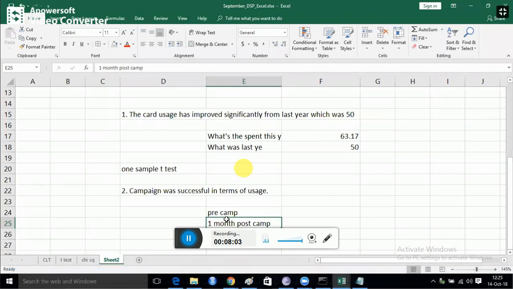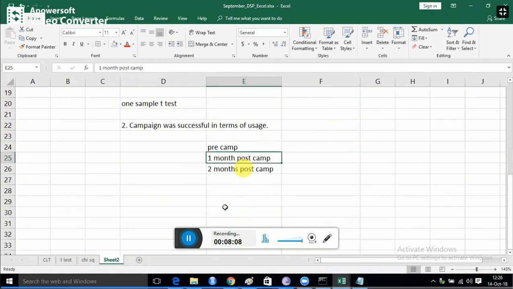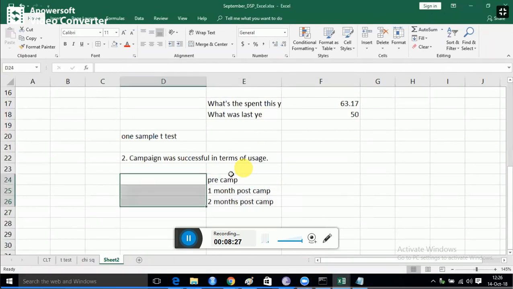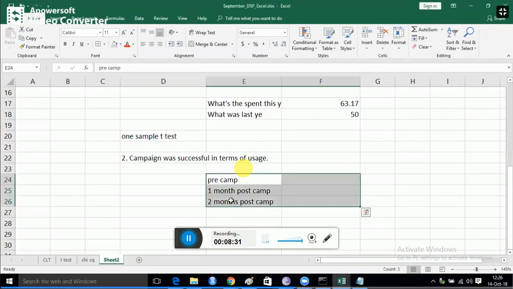Mean of these two should be more than 50. Why? Variance of all these three data. Variance? Okay, is it higher or low? Must be low. Okay. Or anything else? Usage in post-campaign should be more than the usage of 2 months post. Should be more than what? Pre-campaign. Okay, you're getting a little bit close to that.